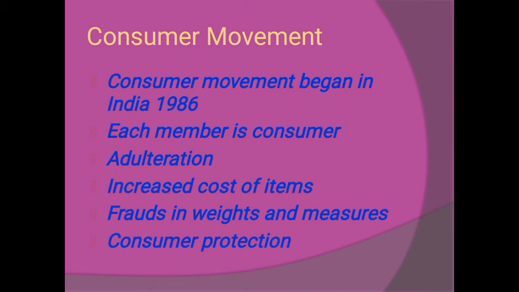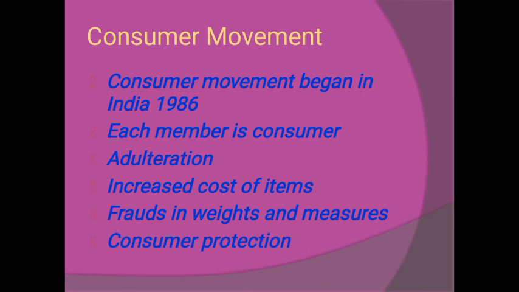Now, this consumer movement emerged in India after the Consumer Protection Act came into existence in 1986. And this movement has a broad objective. The movement believes that each member of society is a consumer, and due to the changing nature of the social economic system, consumers face different problems. Now, which are the problems? Adulteration, increased cost of items, frauds in weights and measures are some of the problems. The consumer movement works to protect consumers from such types of frauds.